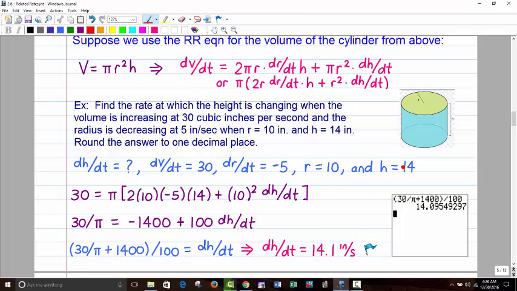Radius is 10. Height's 14. And so I just kind of plugged everything in from up here, so you can see if everything fits. I just factor out a pi here for some reason. I don't know why I did that. I don't think you have to. 2 is from here. 10 is the r. dr/dt right there is negative 5. h is 14. r squared will be 10 squared, and dh/dt is your unknown. So I divided by pi. That all worked out in the middle there to be negative 1400. That's plus 100 dh/dt.